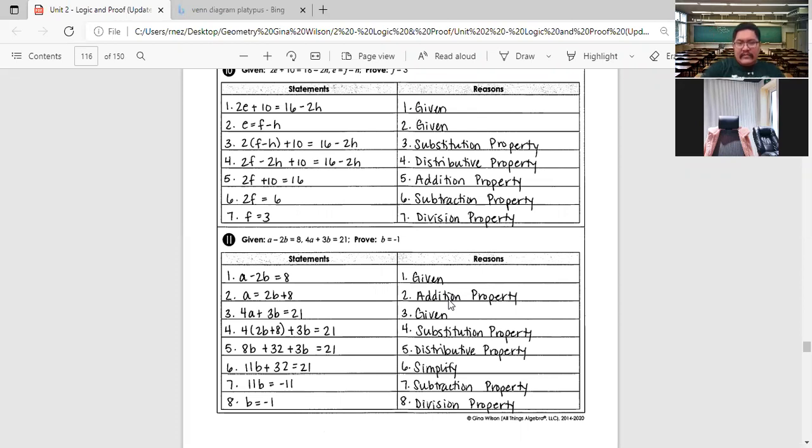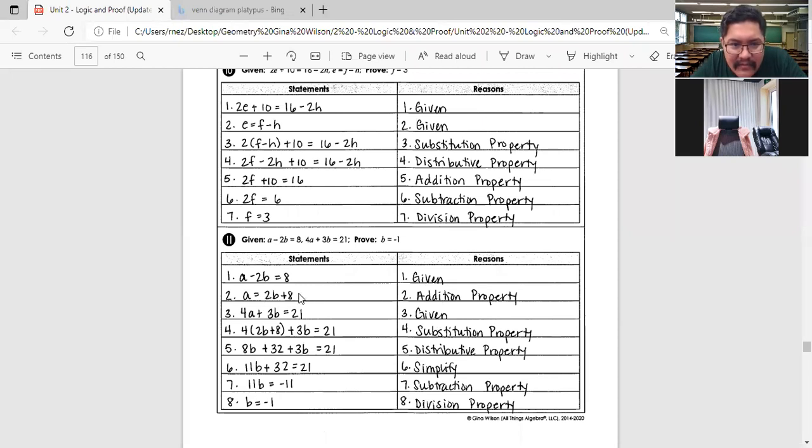All right, let's get that last one down. So it looks like we have a given: a minus 2b equals 8. And it looks like they took care of something already. And again, you don't have to follow these exact same steps.